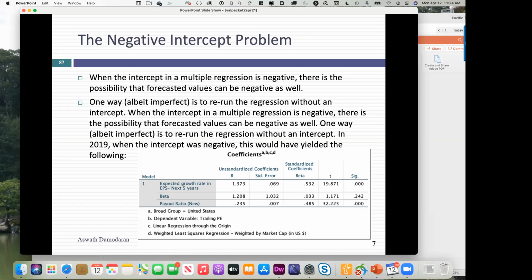So in fact, 2 years ago, I think when I ran this regression, the intercept was negative. I reran the regression without the intercept. Beta growth. It works perfectly okay.